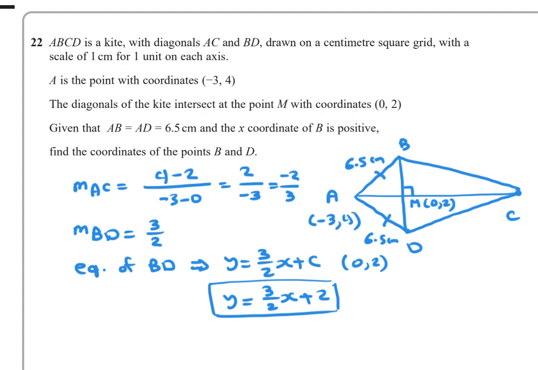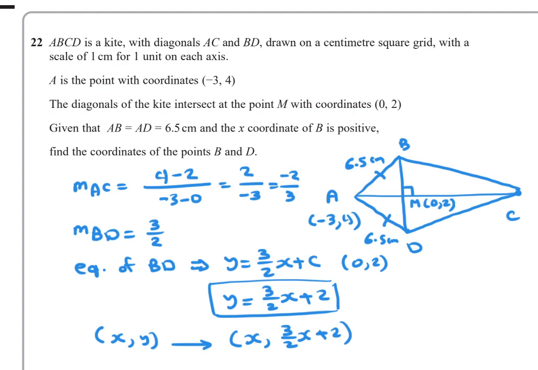So for any point on the line BD, as B or D, its coordinates are x and y, or x and 3 over 2 x plus 2, because y equals 3 over 2 x plus 2. So x and y is equivalent to x and 3 over 2 x plus 2. So we can consider the coordinates of B or D as (x, 3 over 2 x plus 2).